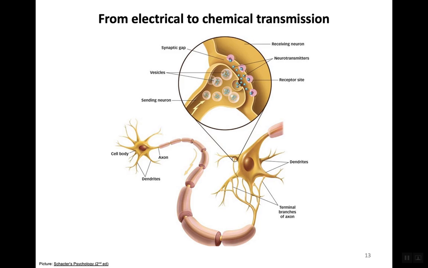Okay, so why is it so complex? Perhaps one of the key players, if not the key player, within the process of chemical transmission is the neurotransmitter. Okay, so what is the neurotransmitter? It is a molecule synthesized within the presynaptic neuron and stored within the axon terminal.